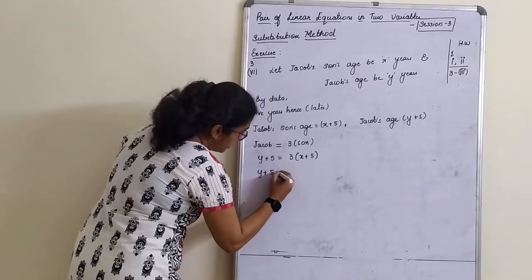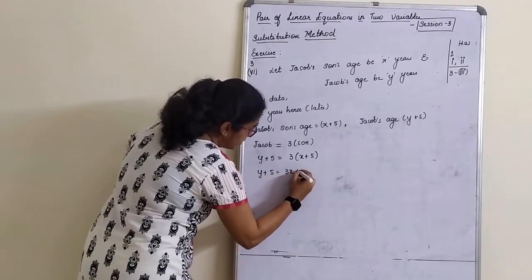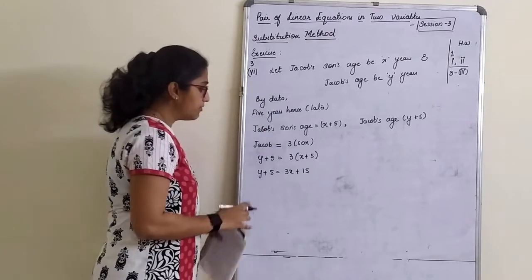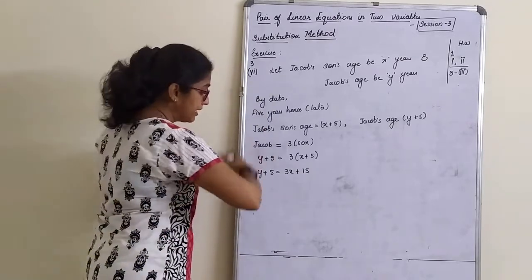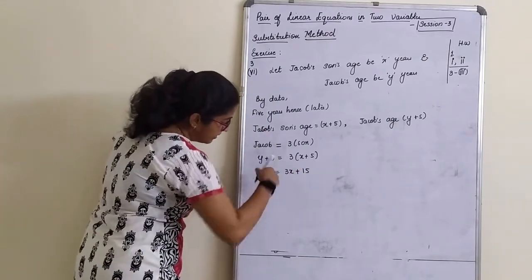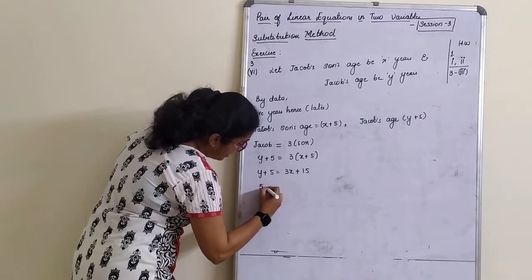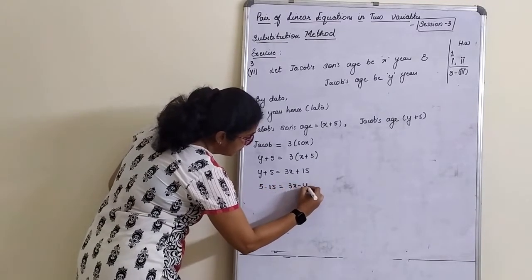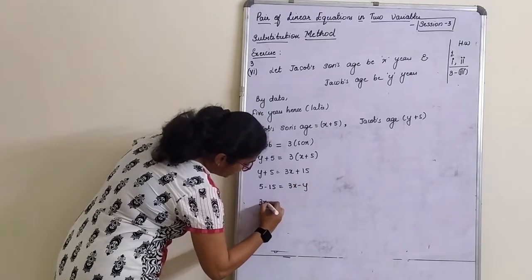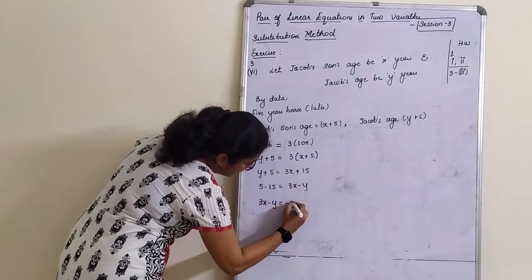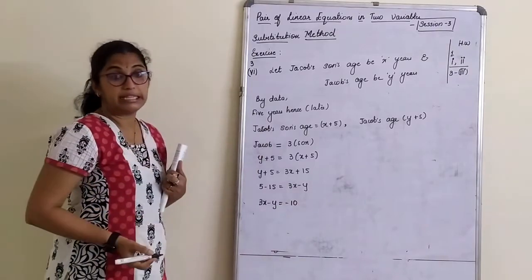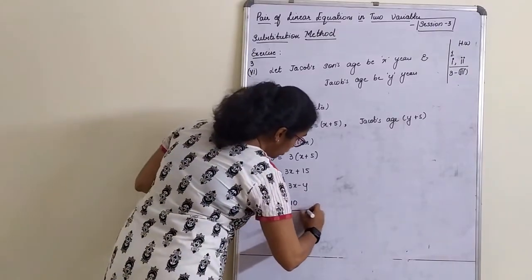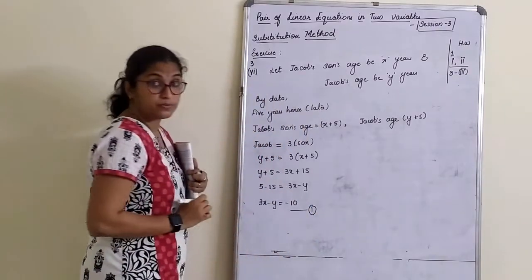y plus 5 is equal to 3x plus 15. We always write that in terms of x and y. I'll transpose y this side and 15 this side. 5 minus 15 is equal to 3x minus y. So 3x minus y is equal to minus 10. This is equation 1.